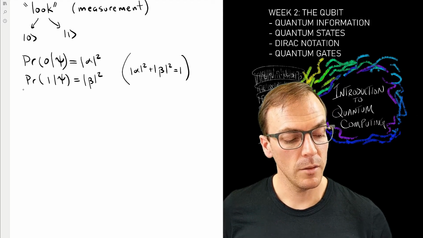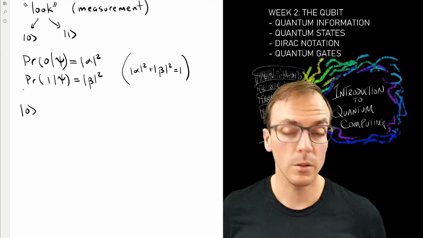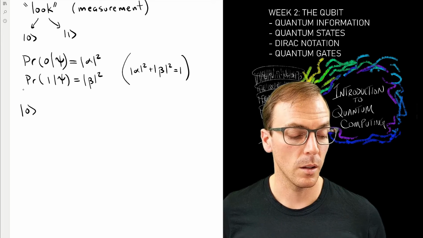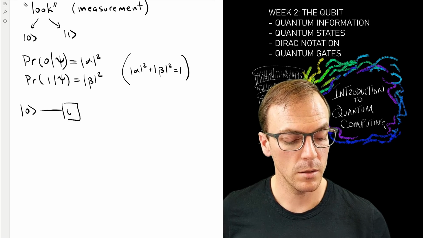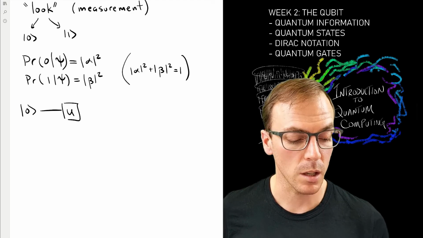Now if I have a computation, and we'll see this over and over, they always start in 1, with very few exceptions. Then something happens to them that's specified in terms of one of these unitary gates.